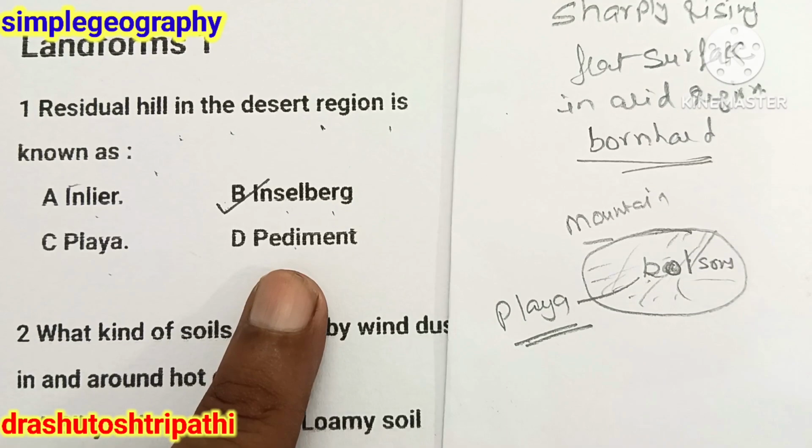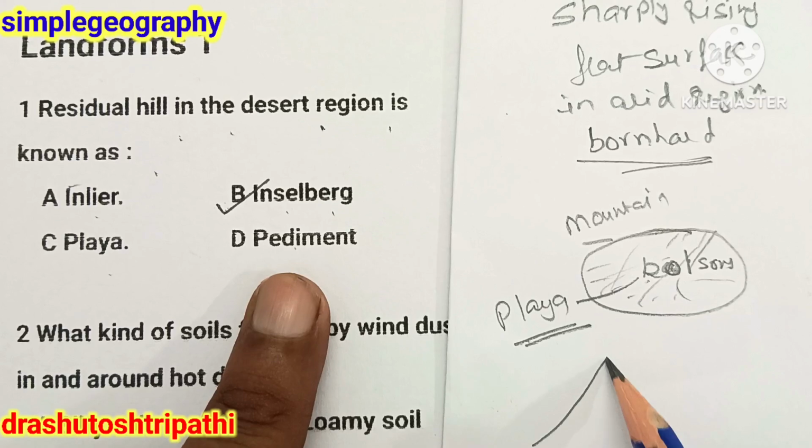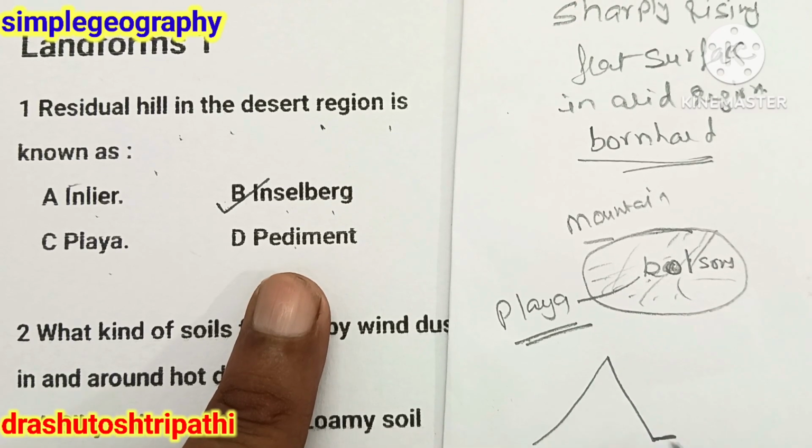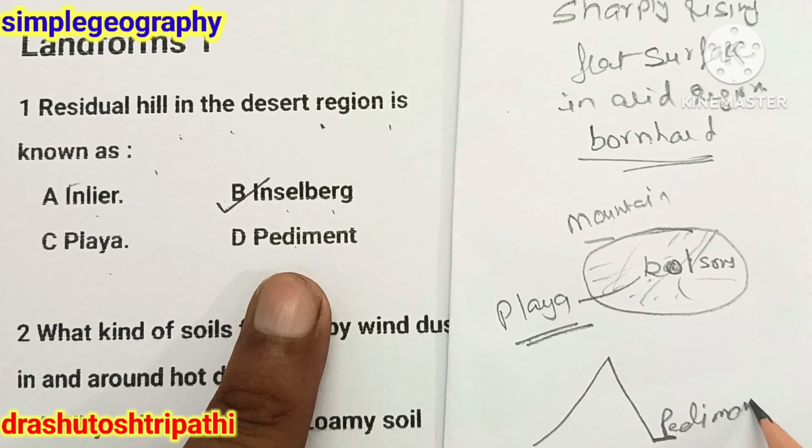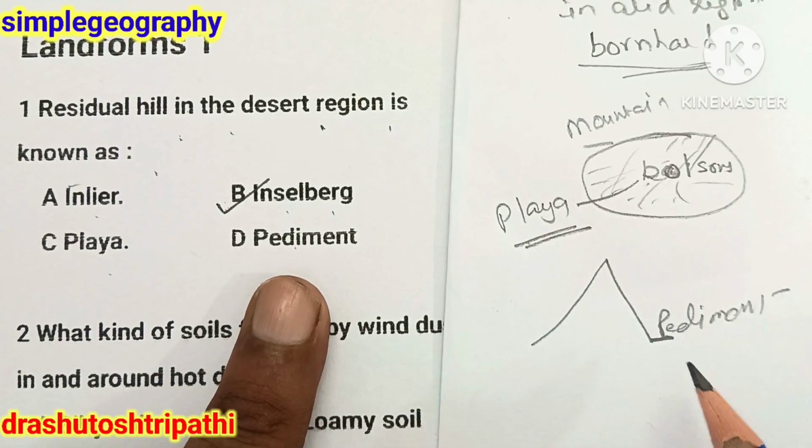That region is known as the Playa. And what is the pediment? Pediment is the foothill of the mountain in the arid region. The foothill of the mountain region is known as the pediment.